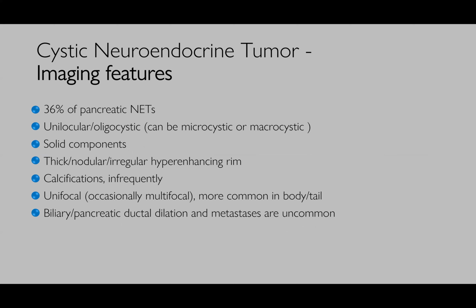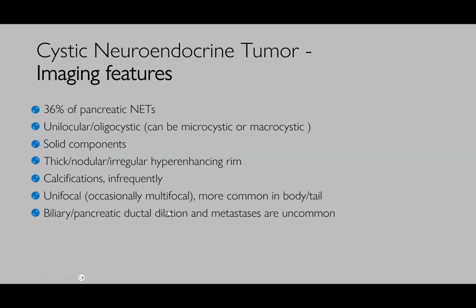Coming to imaging features, nearly 36% of the pancreatic neuroendocrine tumors at imaging have some degree of cystic component. If you look at the resected specimen, more than half of them have some degree of cystic component. But very few of these tend to be frankly cystic or predominantly cystic lesions. When you do see these unilocular or oligocystic lesions, that can be a diagnostic dilemma.